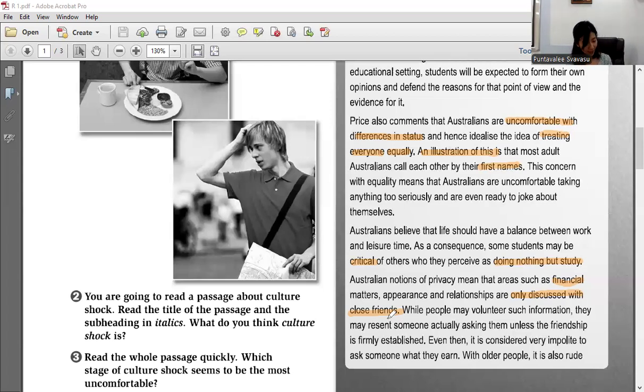Okay, the last one: younger Australians tend to be friendlier than older Australians. So you will see the keyword older. Okay, let me clear the screen real quick.